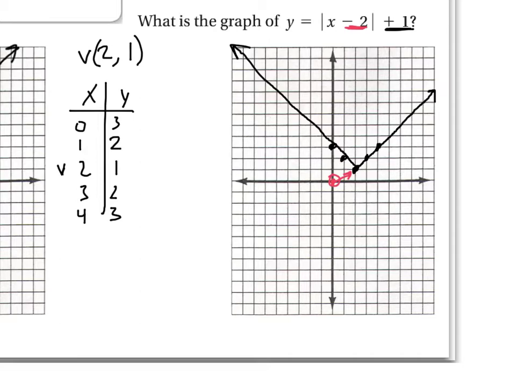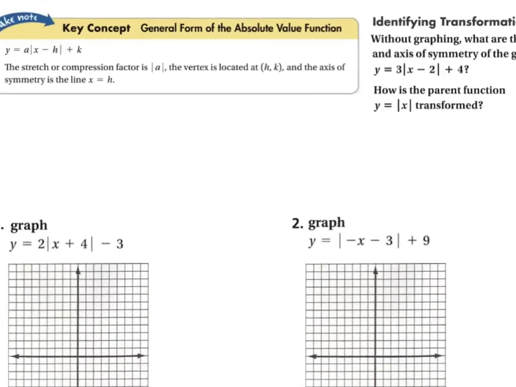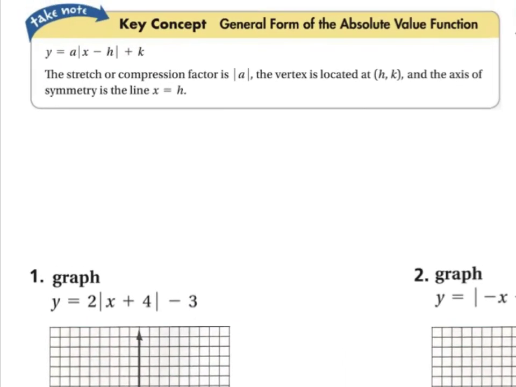All right. Let's take a look at the backside of your notes here. At the top, it says what the general form for an absolute value function is. All they're doing is putting all of those shifts that we talked about on the front side of our notes into one equation. So we have y equals a times the absolute value of x minus h, plus k.